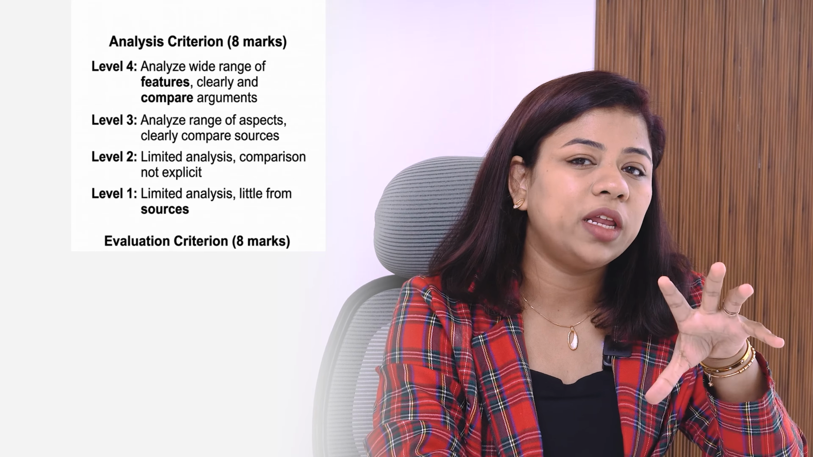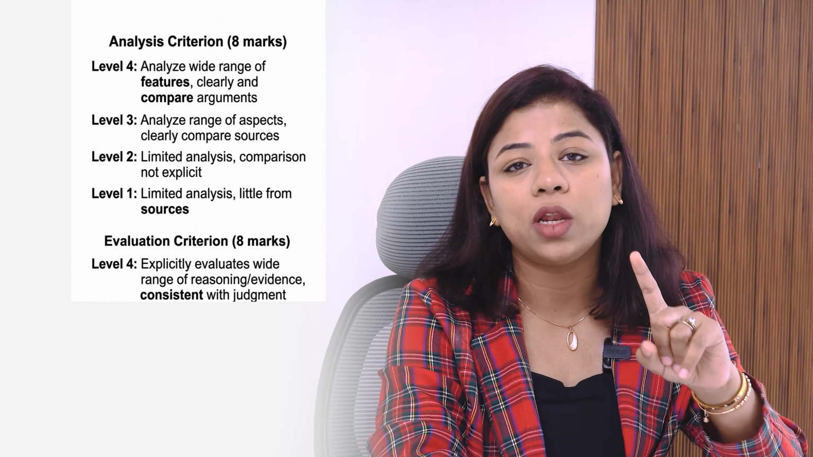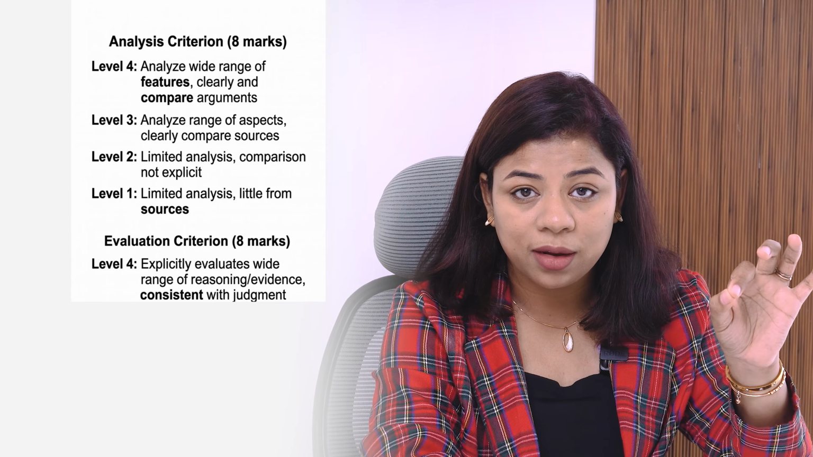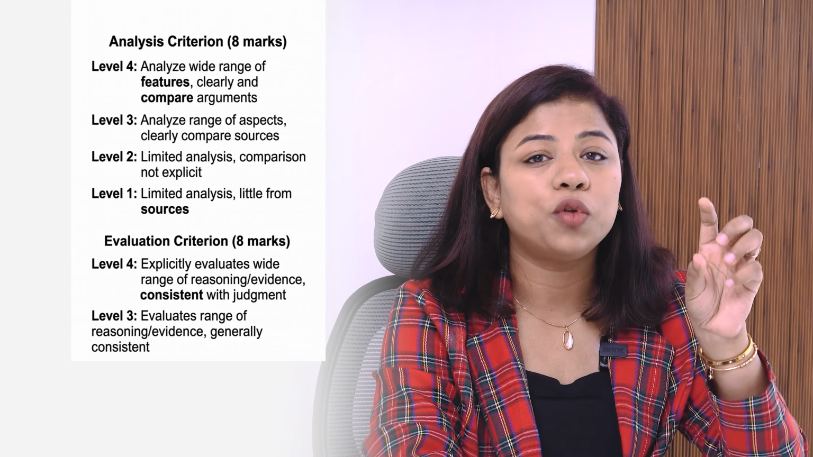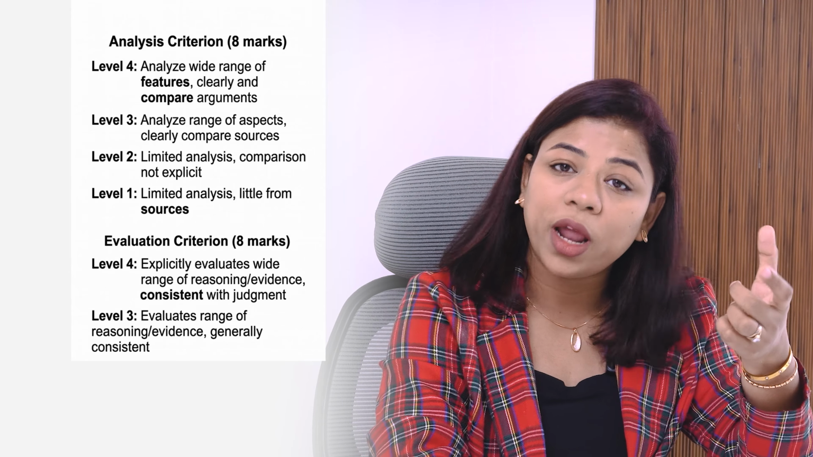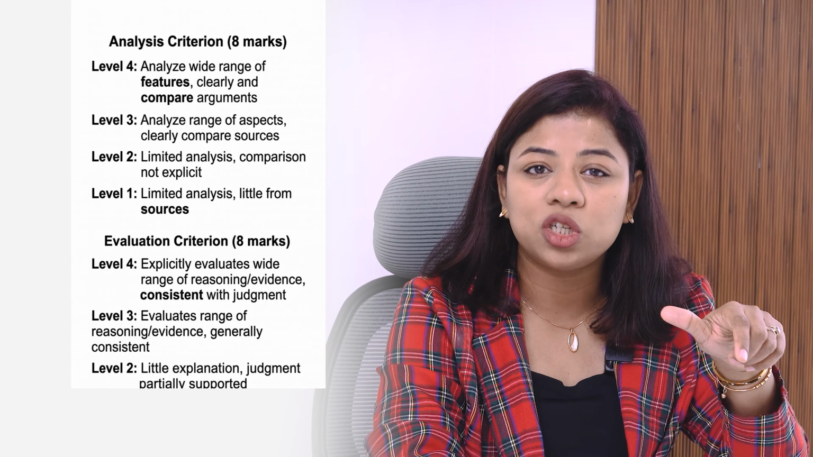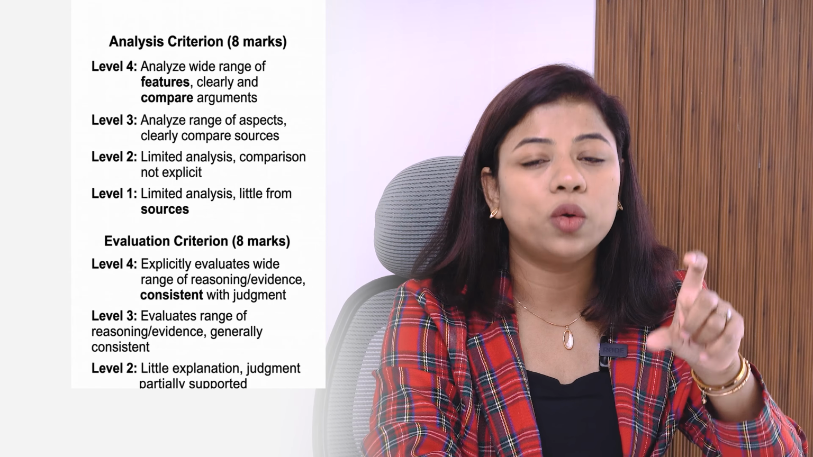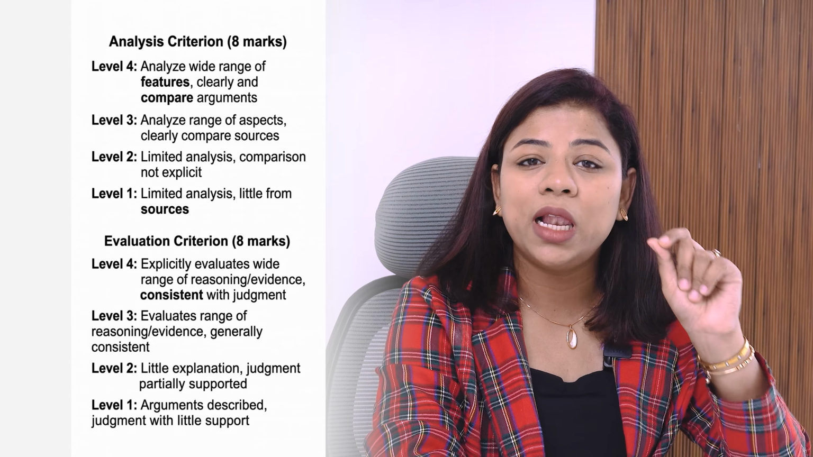Now, the evaluation criteria for the next 8 marks: to get the maximum marks, you have to explicitly evaluate a wide range of reasoning and evidence, consistent with the judgment. To get level 3, you have to evaluate a range of reasoning or evidence, generally consistent. To get level 2, little explanation, judgment partially supported. And to get level 1, arguments are described, with judgments having little support.